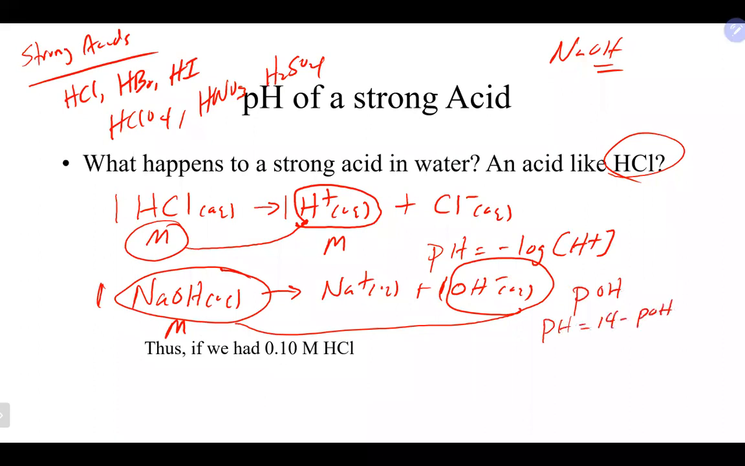So you can even do this, obviously, with a strong base. You would want to figure out the hydroxide concentration. That would allow you to get to the pOH, and then that would get you to the pH from that point.